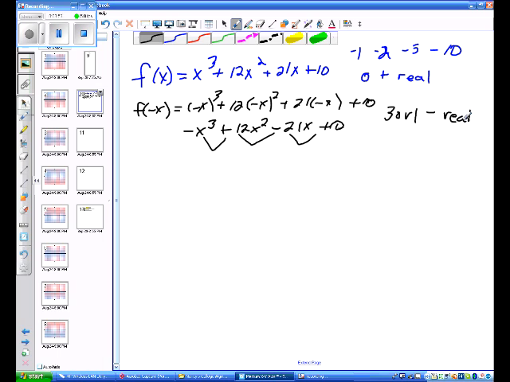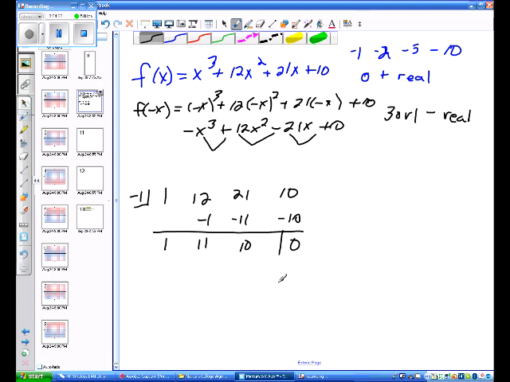Now, we know we have at least 1. So when we start, we're going to start with our negative numbers, and we've already put those there. So we've got 1, 12, 21, 10. And I'm going to start with -1. Most likely your answers will be close to your origin. So we bring down, we get -1 plus 12 is 11, -11 plus 21 is 10, -10 plus 10 is 0. So -1 was a root.